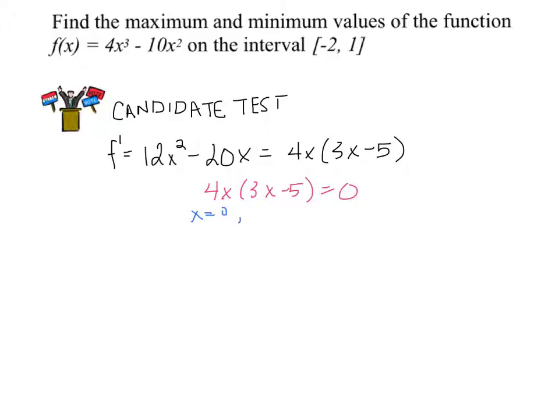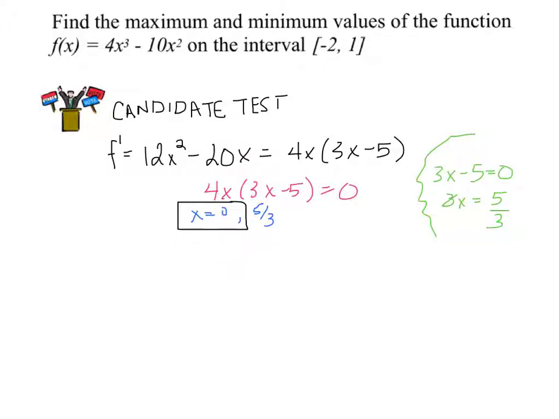So if you've kind of forgotten how to do that, let me just put this over here. 3x minus 5 equals 0. Add 5 to both sides. Divide by 3. Okay, so 5/3 is the other spot. Now, these are called critical points. I have 2 critical points, but really I only care about x equals 0 because I told you that I'm only looking for the maximum and minimum values between -2 and 1. 5/3 is bigger than 1.